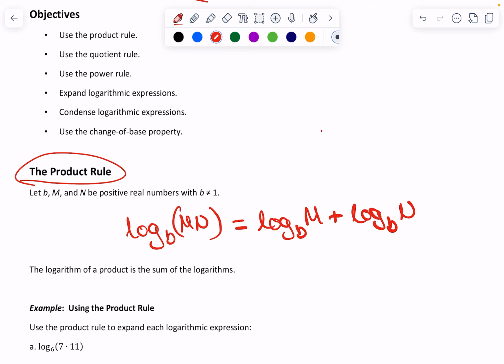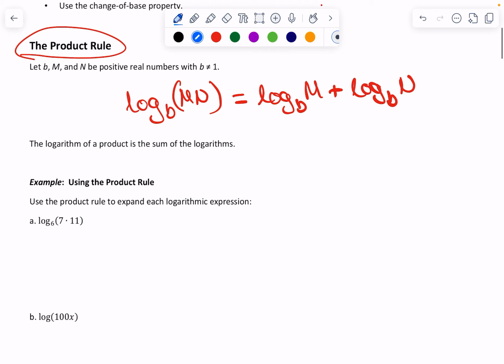So let's go ahead and look at an example. We have the log with base 6 of 7 times 11, and we're going to use the product rule to expand this log expression. So we're going to rewrite it as, log with base 6, the base does not change, of 7 plus log with base 6 of 11.